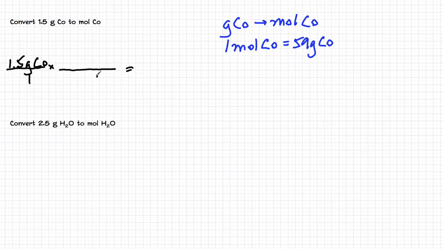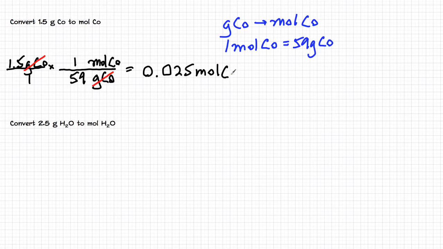And we want grams of cobalt to cancel and replace with moles of cobalt. And for every 1 mole of cobalt, we're going to get 59 grams. Now let's just go ahead and make sure that our units are going to cancel. And they do. And the only unit left standing is moles of cobalt. And according to my calculator, I get 0.025 moles of cobalt. And you'll notice that we're only allowed 2 significant figures because that's what we're starting with.